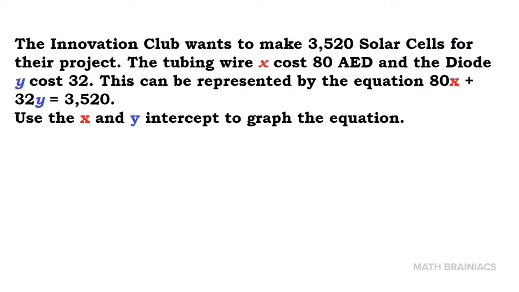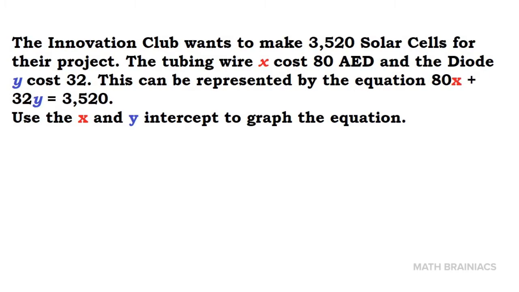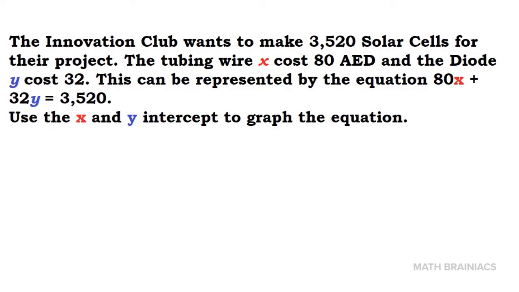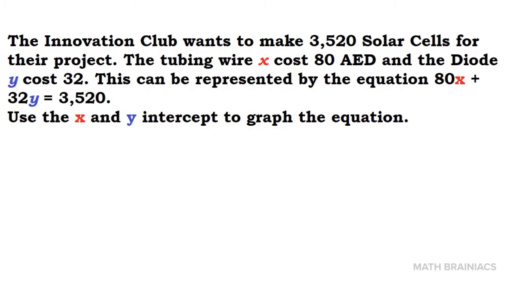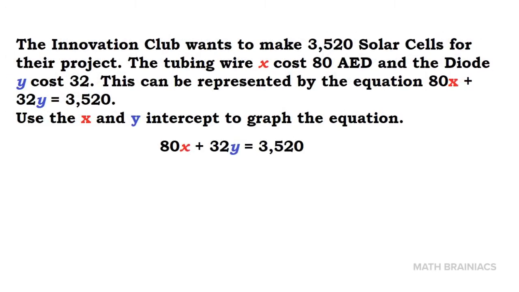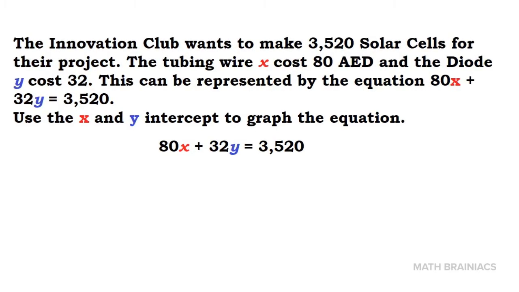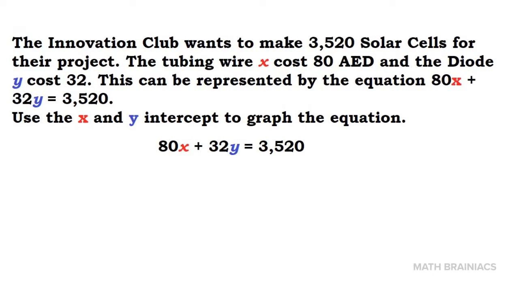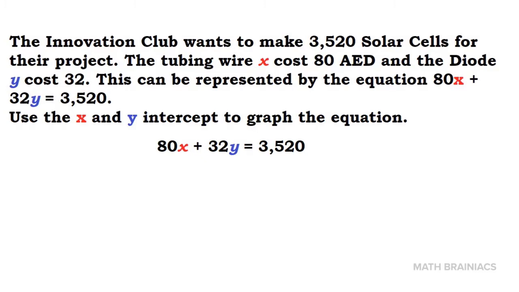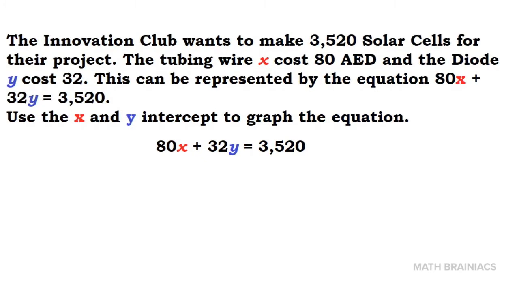Let us work on another example so that you can perfectly understand the lesson. The Innovation Club wants to make 3,520 solar cells for their project. The tubing wire x costs 80 dirhams and the diode y costs 32. This can be represented by the equation 80x + 32y = 3,520. Use the x and y-intercepts to graph the equation. We're going to write the equation below so that we can work on it. 80x + 32y = 3,520.